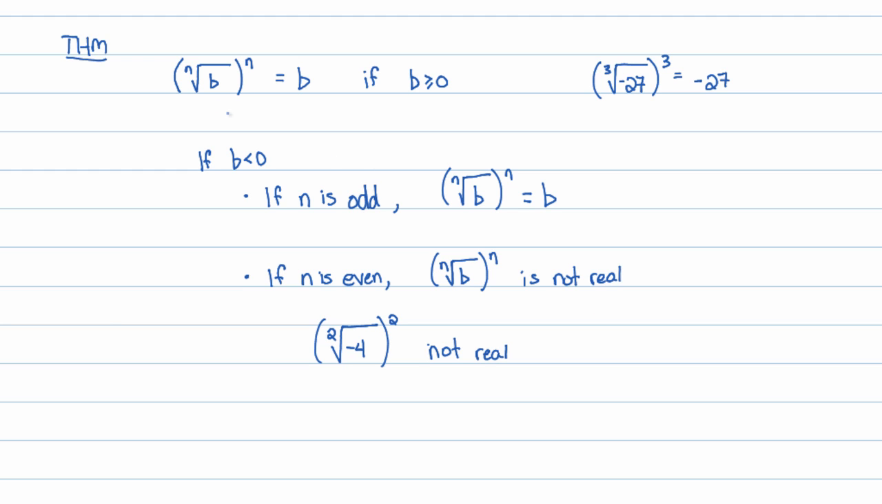So that's just to let you know that those are the conditions. As long as your base on the inside, or your radicand I should say, is positive, it's fair game. They kind of undo each other. Or if your index and your power are both odd and the same number, then they undo each other. But if the radicand itself is negative and the powers are even, you're pretty much done for. Okay, so that's what I was trying to get to.